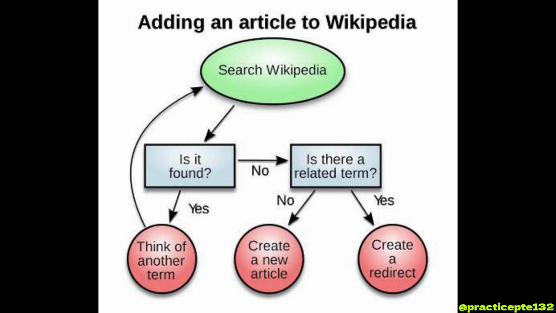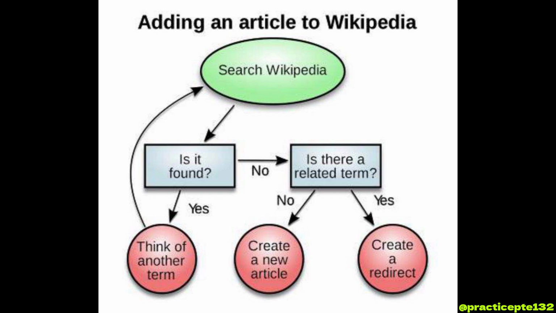The following graph gives information about adding an article to Wikipedia. It shows how the process is done. The steps include searching Wikipedia, thinking of another term, creating a new article. According to this graph, the first step is searching for Wikipedia. According to this graph, in the second stage, there are two questions.